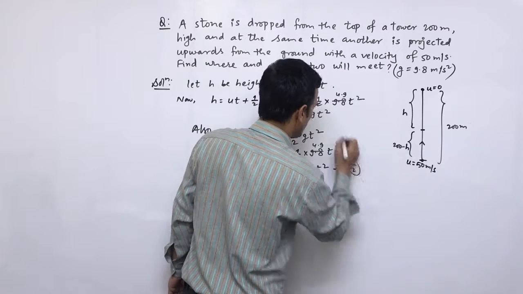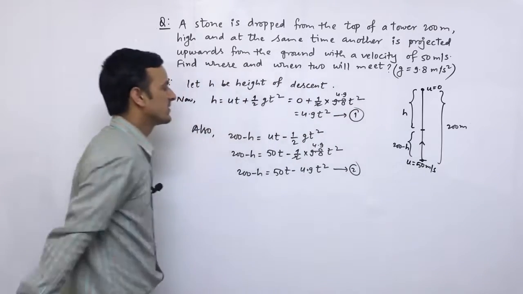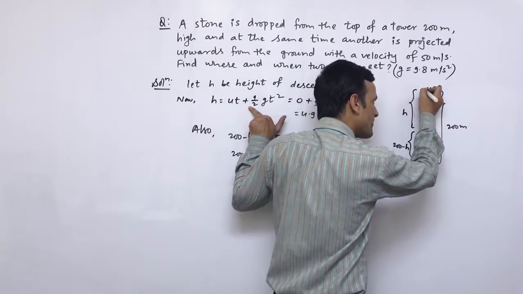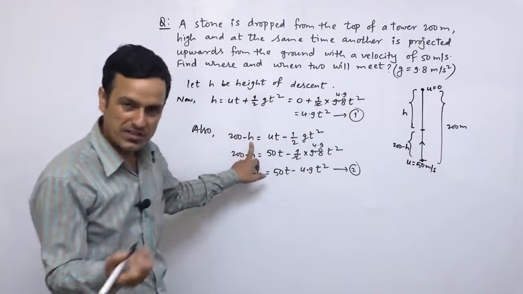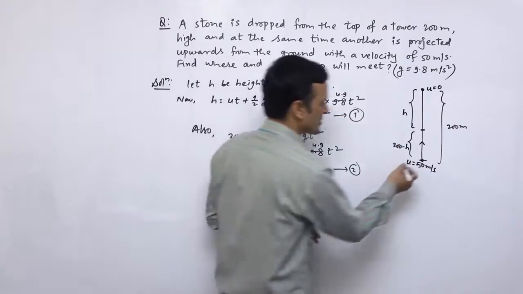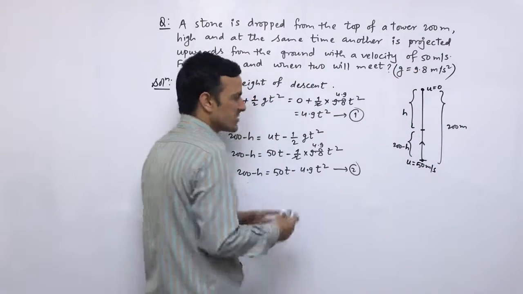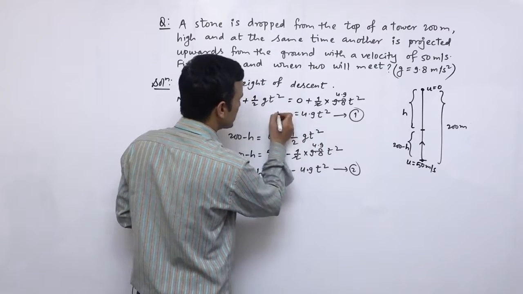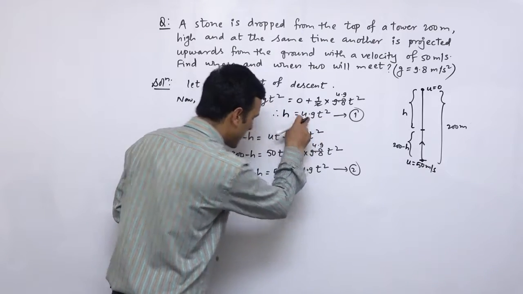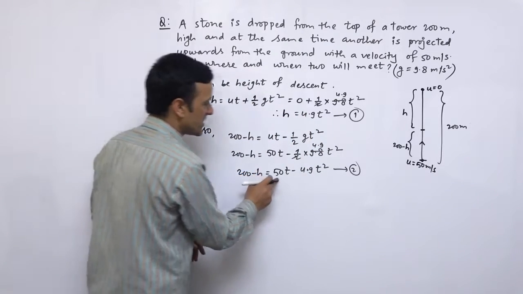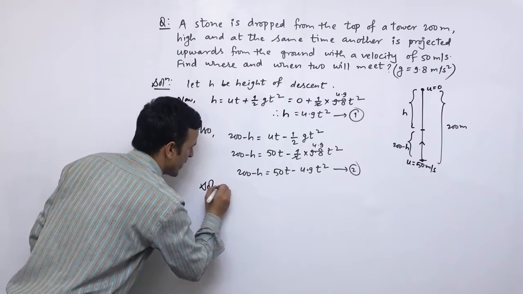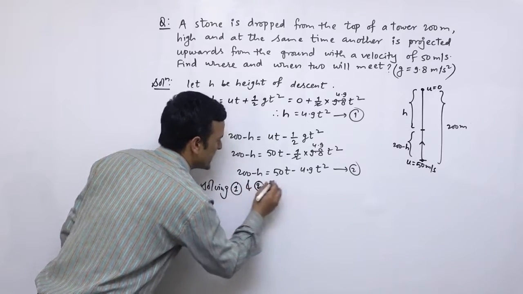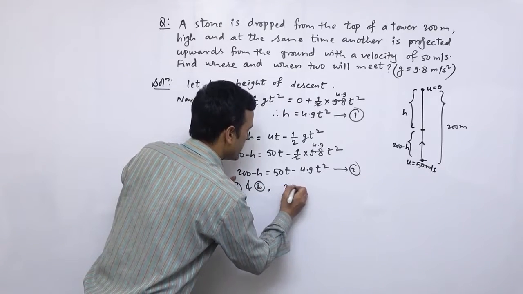So this is equation 2 and that is equation 1. This is for the particle dropped from this point, and this is the equation of the particle projected upward from this point, just in the opposite direction. And this is the value of h. So this value we can substitute in this step. So solving 1 and 2, we get 200 minus h.